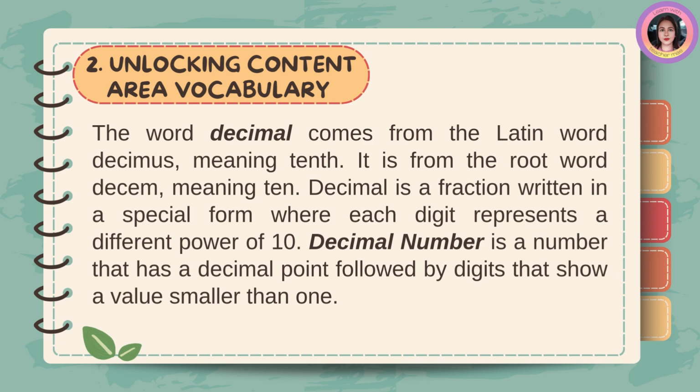Let us unlock your vocabulary. The word decimal comes from the Latin word decimus, meaning tenth. It is from the root word decem, meaning 10. Decimal is a fraction written in a special form where each digit represents a different power of 10. A decimal number is a number that has a decimal point followed by digits that show a value smaller than 1.